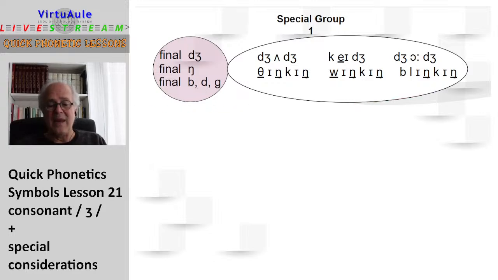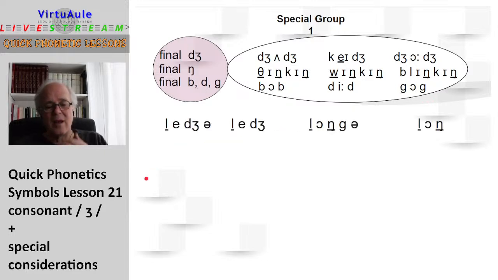Okay, and the final B and the final D and the final G, these are all plosives. Be careful not to make a sound after. Bob, not Bob-uh. Bob, deed, Gog. Okay, it's a little bit difficult when those sounds are at the end of a word, not to make a sound, but Bob, deed, Gog. Okay, let's look at some more examples.